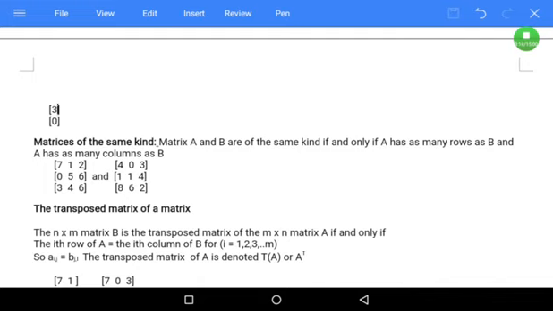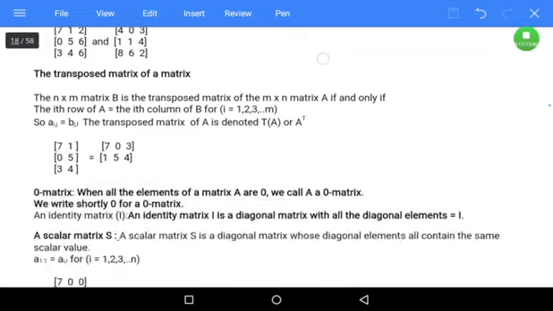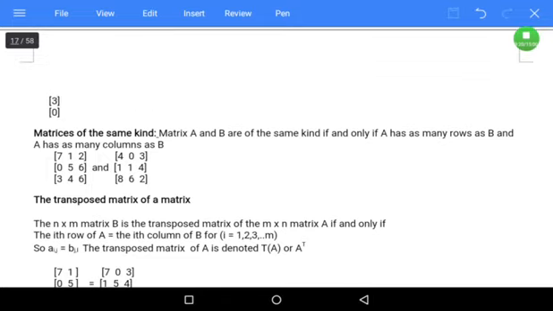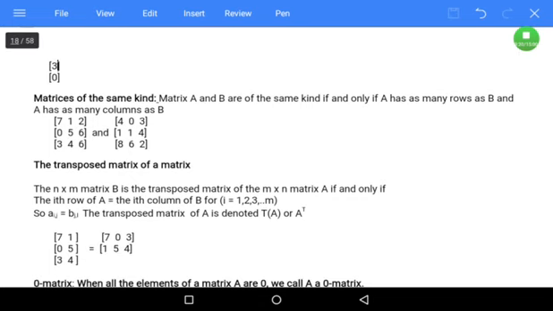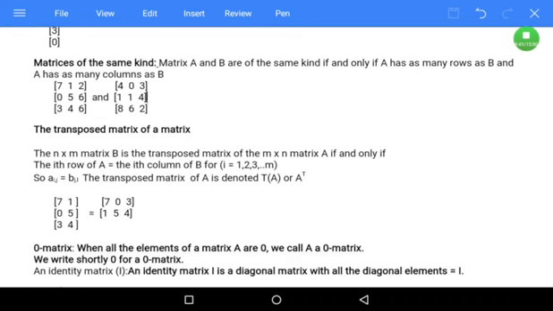Okay, look at this. Matrices A and B are of the same kind if and only if A has as many rows as B and as many columns as B. Look at this: if you have 7 1 2 0 5 6 and this, these are not similar matrices. Actually, these are matrices of the same kind but not similar matrices. When you say matrices are similar, the elements are also the same, and such matrices can be added. But this kind of matrix, we call matrices of the same kind, because the number of rows and columns are the same.